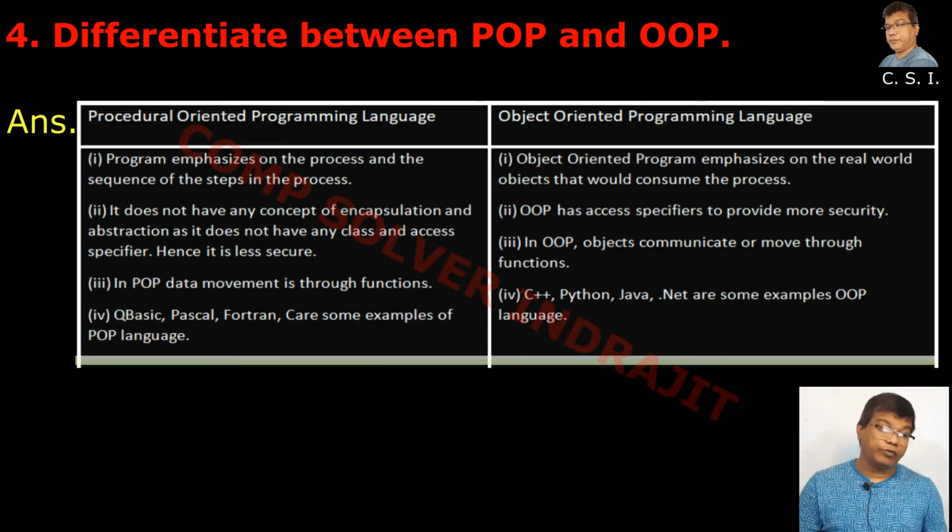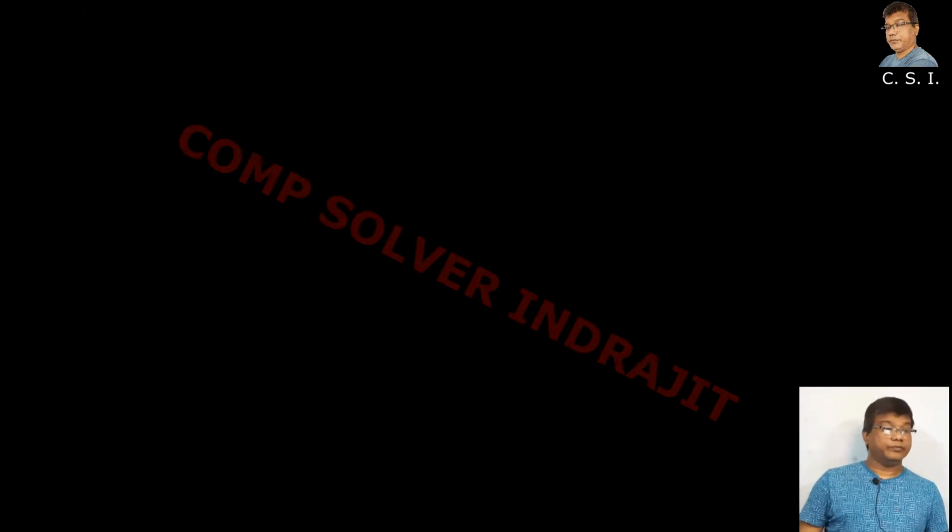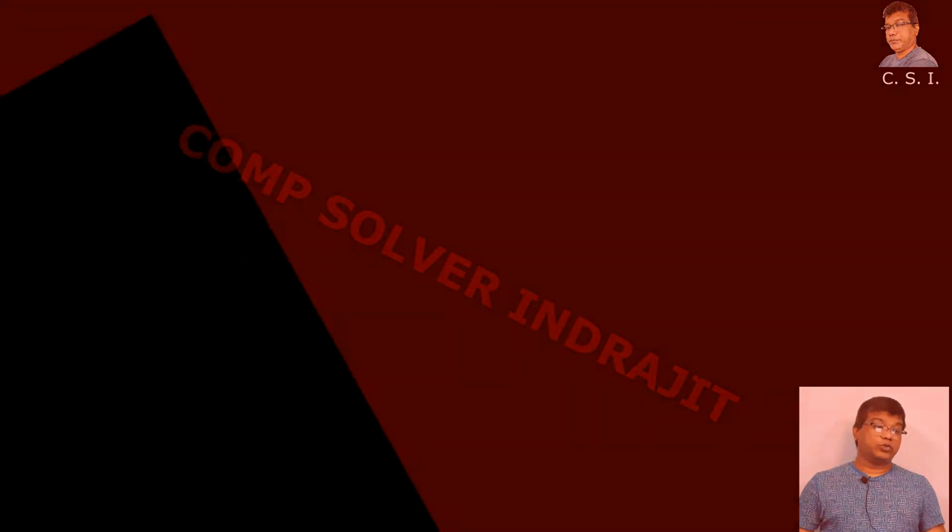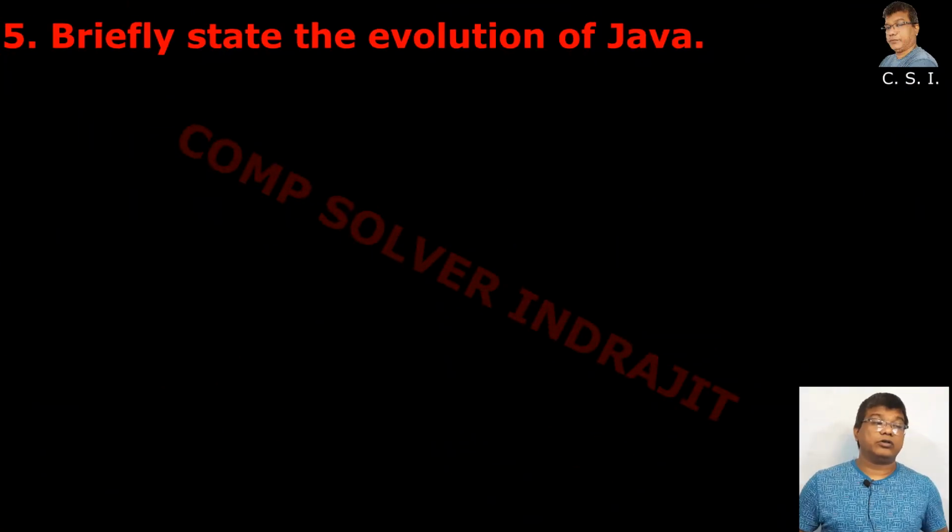Last point, or point number 4, under POP model, QBasic, Pascal, Fortran are some examples of POP languages, and in OOP model, C++, Python, Java, .NET are some examples of OOP languages. Next question is, briefly state the evolution of Java.